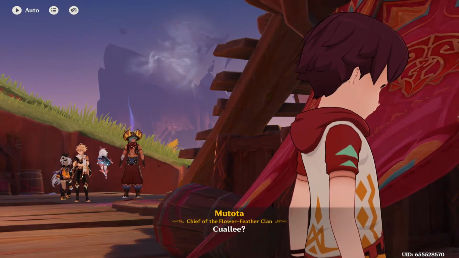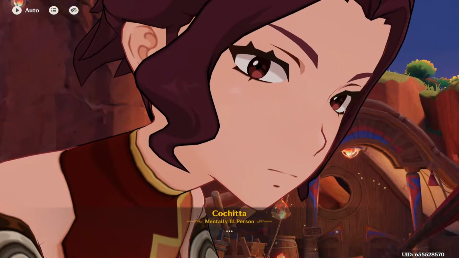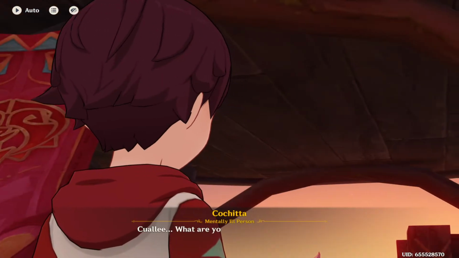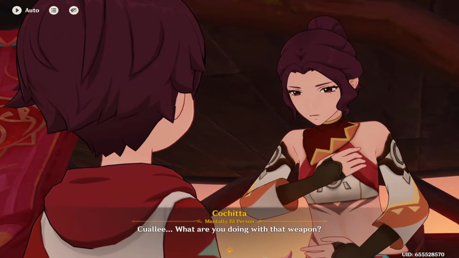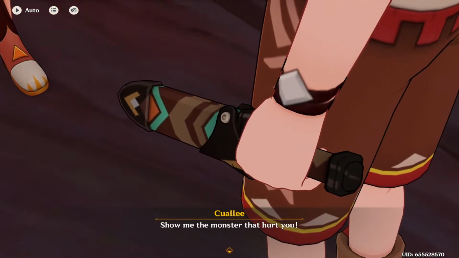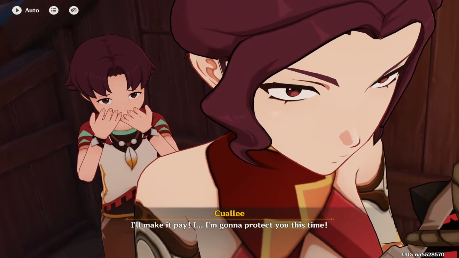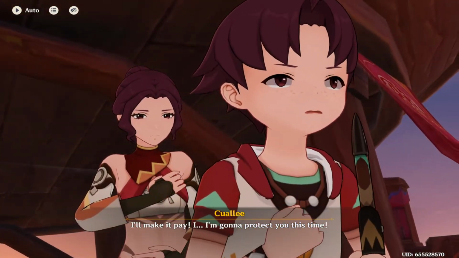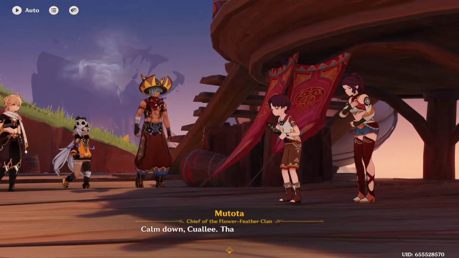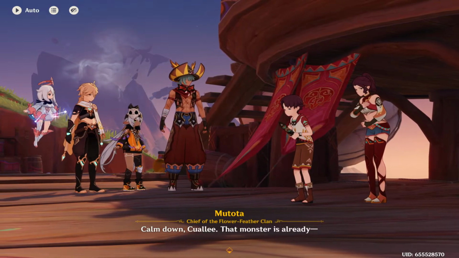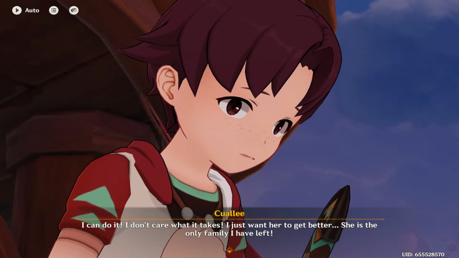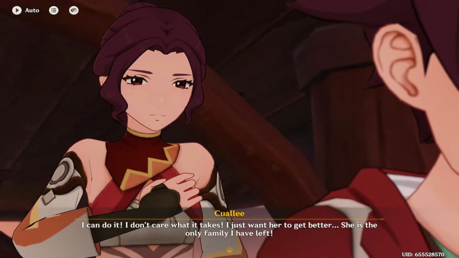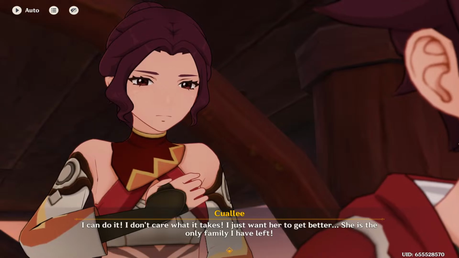Quali? Quali, what are you doing with that weapon? Show me the monster that hurt you! I'll make it pay! I'm going to protect you this time! Calm down, Quali. That monster is already... I can do it! I don't care what it takes! I just want her to get better. She's the only family I have left.